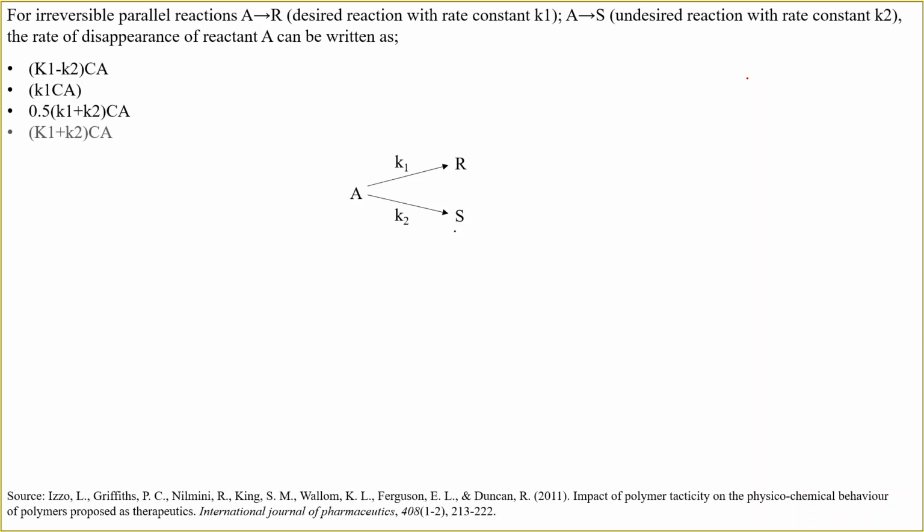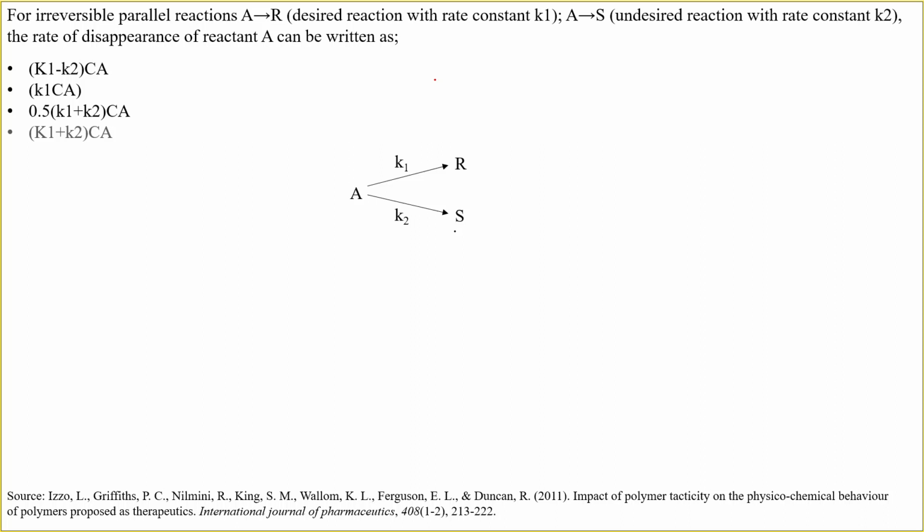You can see in the schematic that A is converting to R with the rate constant K1, and A is converting to S with the rate constant K2. So it is asking us for the rate of disappearance of reactant A. You can start by writing the dCA/dt expression itself.